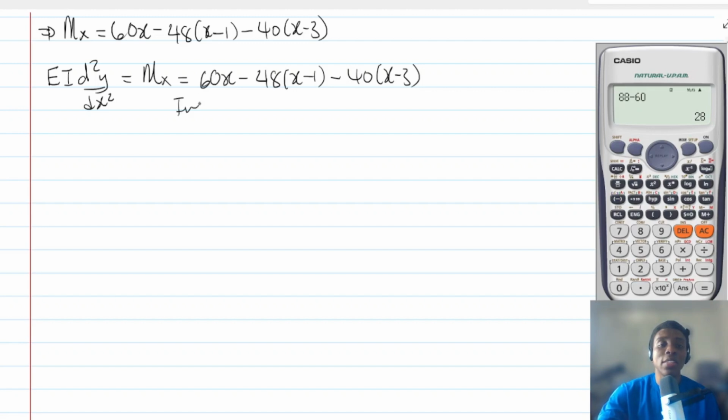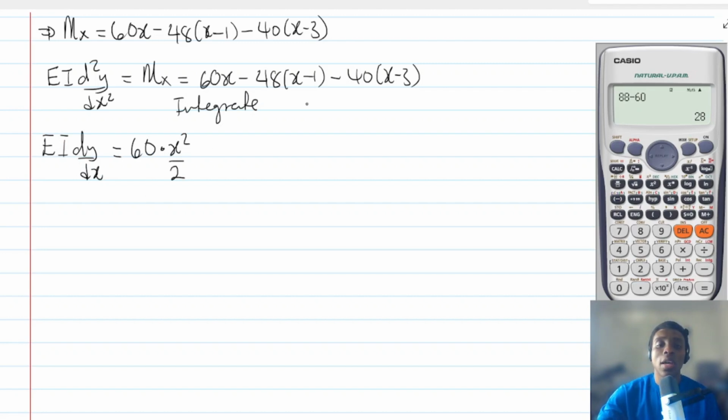So this is what we are going to do. We will integrate the function that we have here, so that we will get EI dy/dx. Okay. So let's integrate it together. 60 is already there, so we will not touch it. Let's integrate x. It's going to be x squared divided by 2.